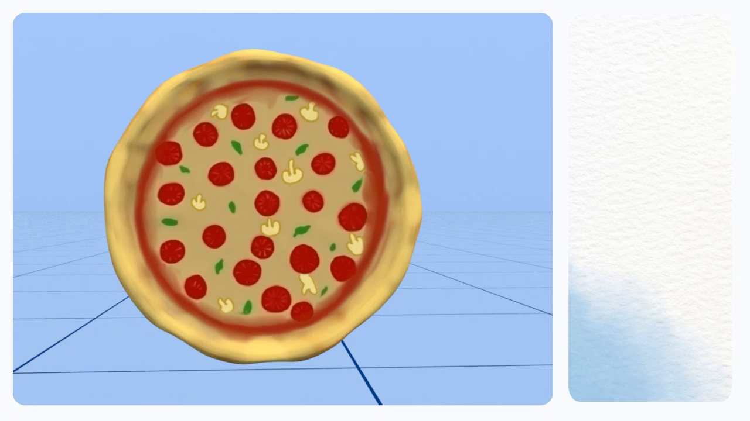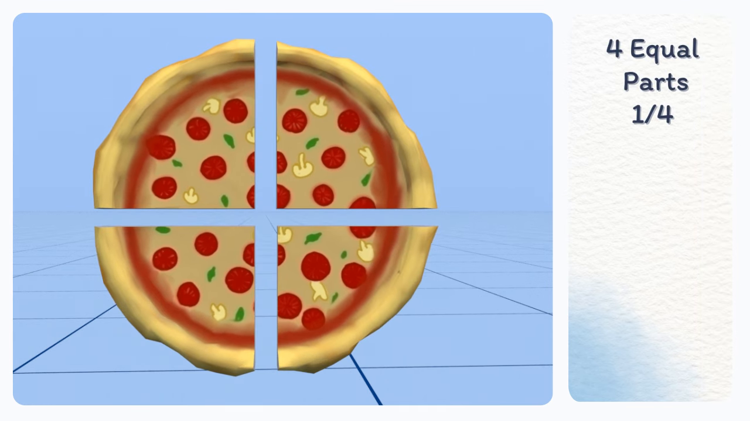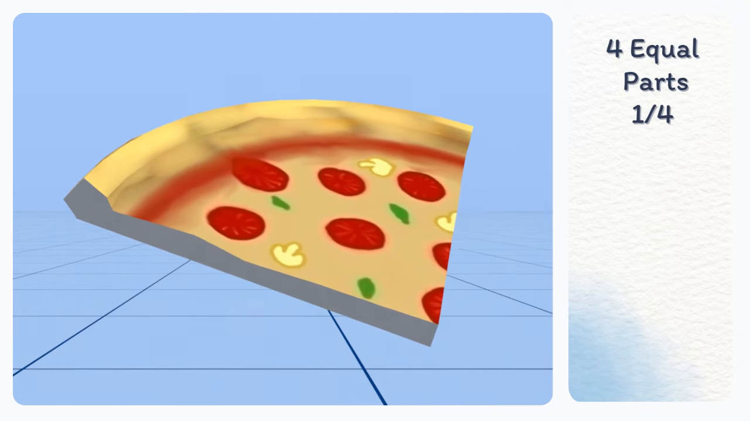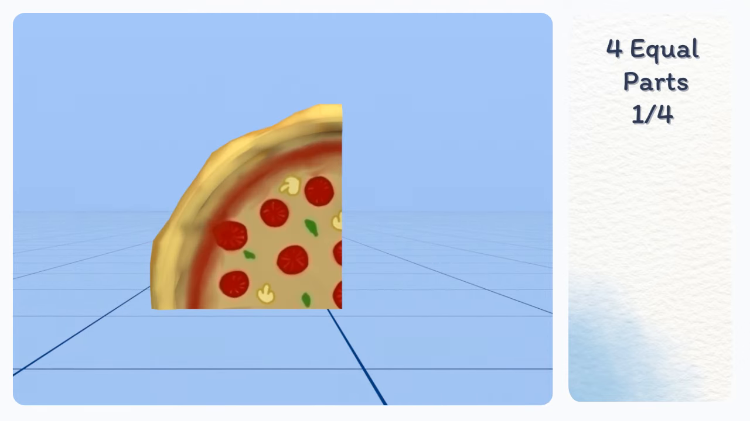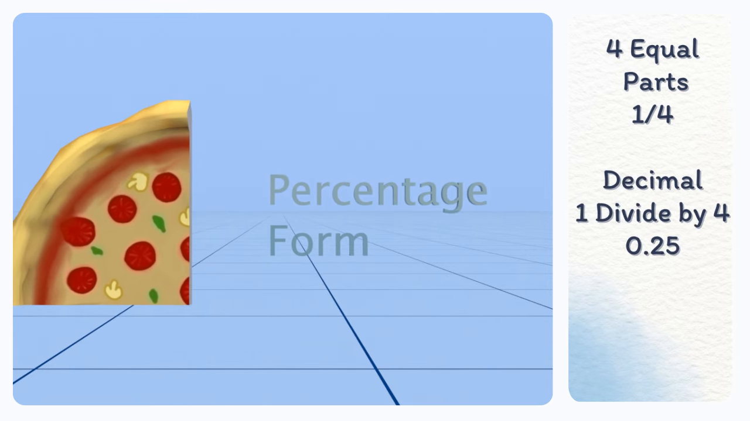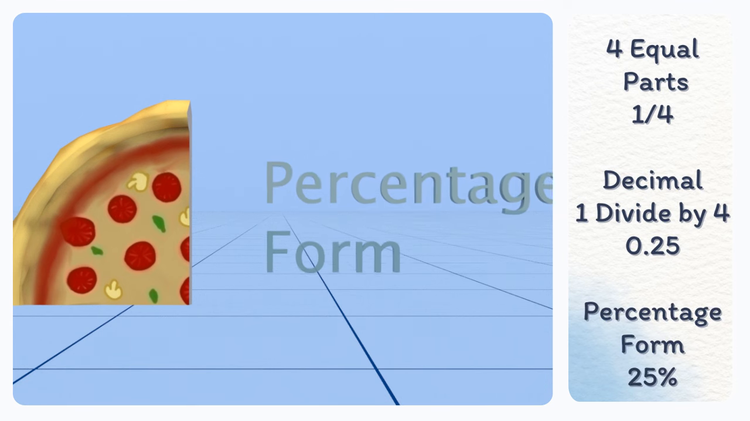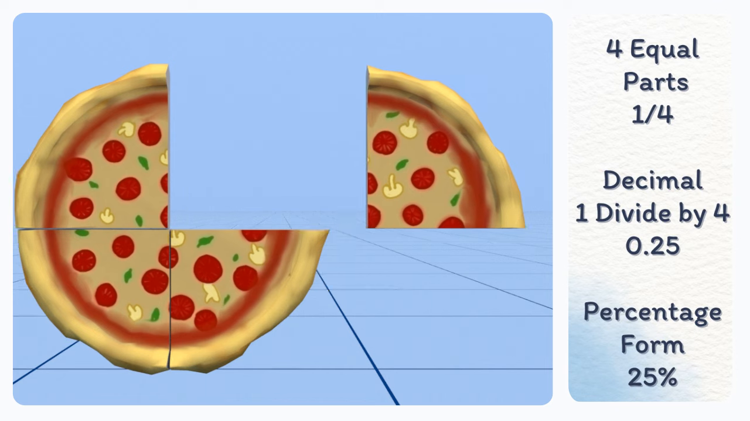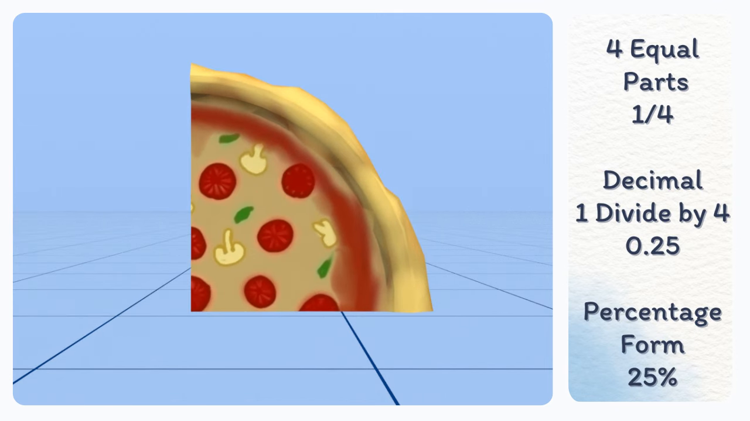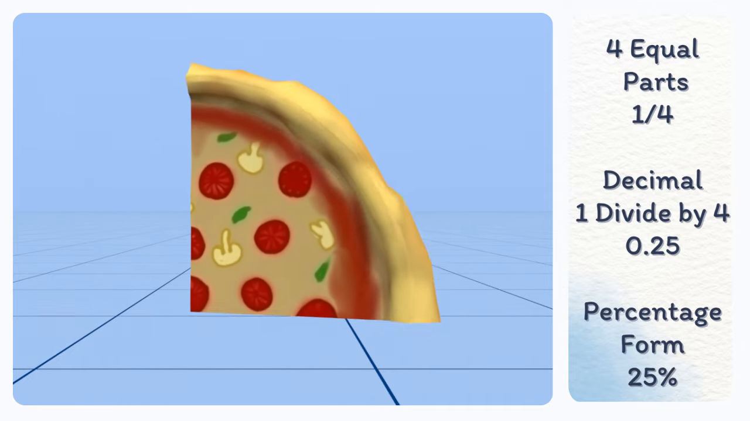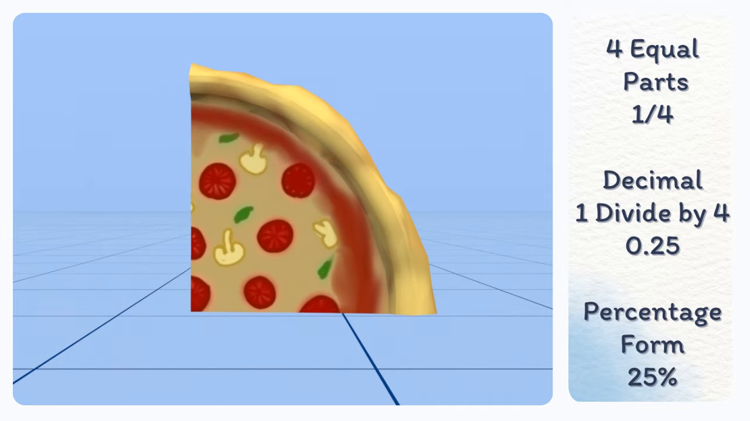Now let's take that whole pizza and divide it into four equal parts. Each slice now represents 1/4 of the pizza. In fraction form, we write this as 1 by 4. To express this as a decimal, we divide 1 by 4, which gives us 0.25. And in percentage form, since 1/4 of 100 is 25, we say that 1 by 4 is equal to 25%. So if you take one slice from this four-slice pizza, you are enjoying 1 by 4 of the pizza, which is the same as 0.25 in decimals or 25% in percentage form.